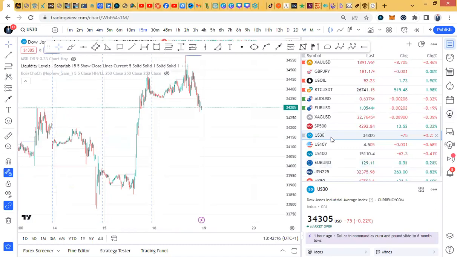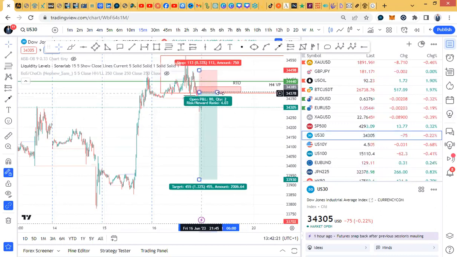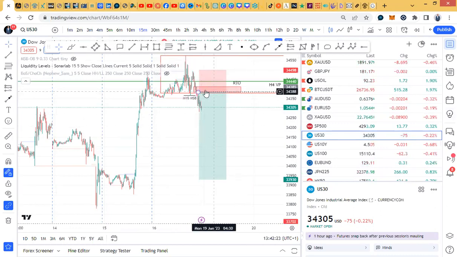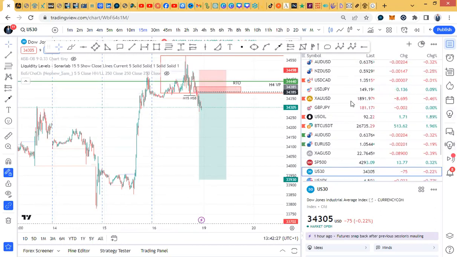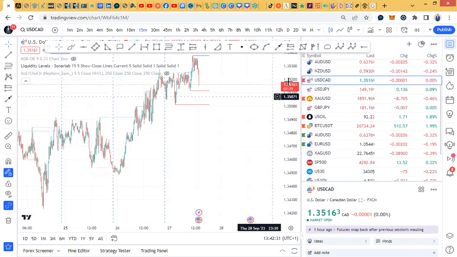You can sell USD CAD. This is a sell limit on US 30. We need to come back into this point before we can take any action. But for now, I see USD CAD having a sell.